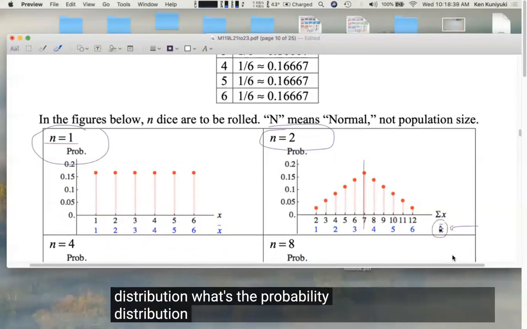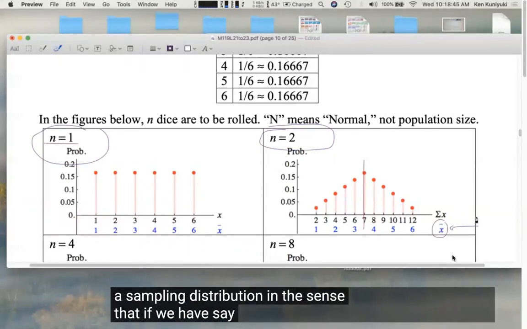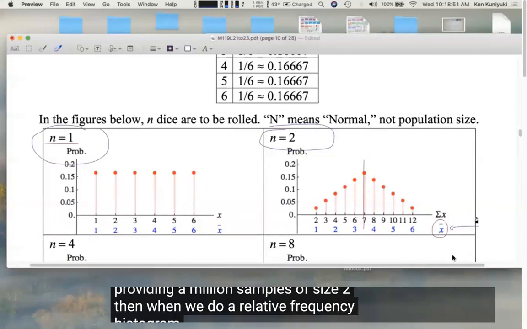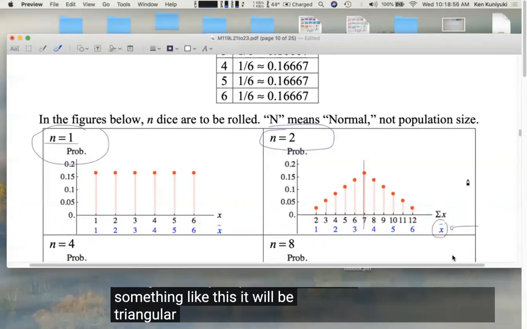What's the probability distribution for X bar? It's also called a sampling distribution in the sense that if we have, say, 1 million students providing 1 million samples of size 2, then when we do a relative frequency histogram or spike plot, it should look something like this. It will be triangular, very close to this triangle.